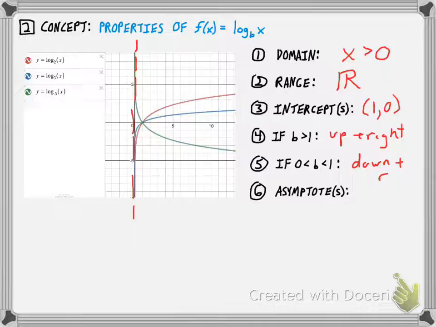Okay, and then finally the asymptote, which we kind of already talked about, is x equals 0 for all of these graphs. So no matter what your base, whether it's 2 or 10 or 5, basic logarithmic graphs will have these 6 properties.